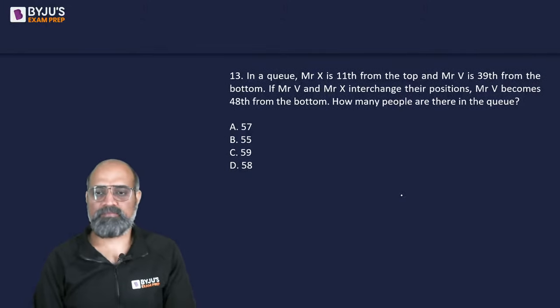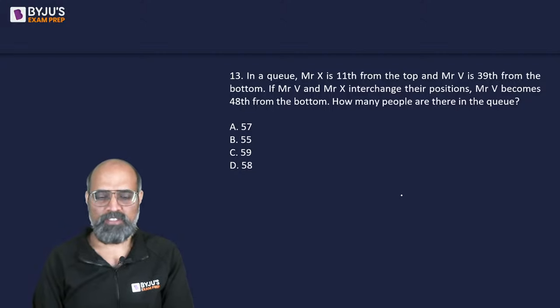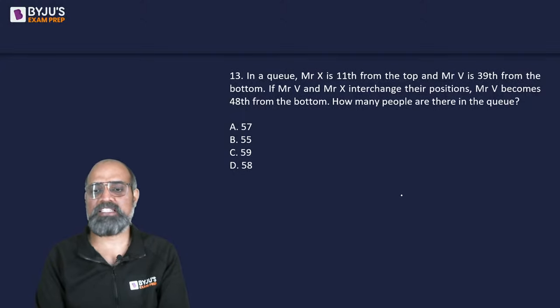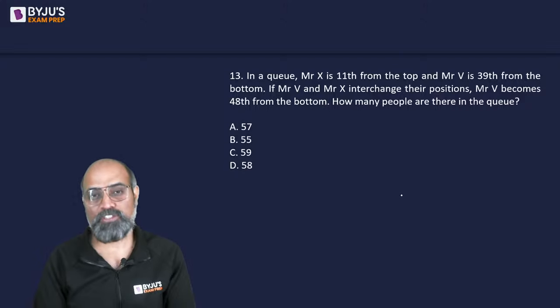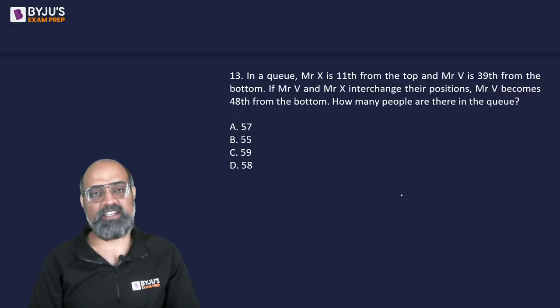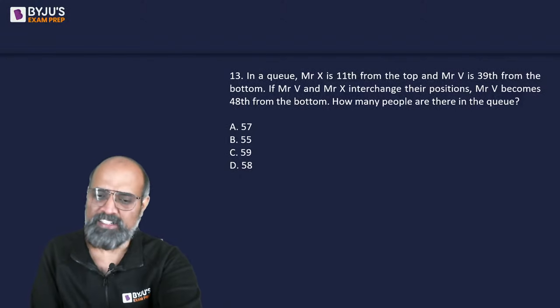Next one looks like a linear arrangement position question, right? In a queue, Mr. X is 11th from the top and Mr. V is 39th from the bottom. If Mr. V and Mr. X interchange their positions, Mr. V becomes 48th from the bottom. How many people are there in the queue? A very standard question.